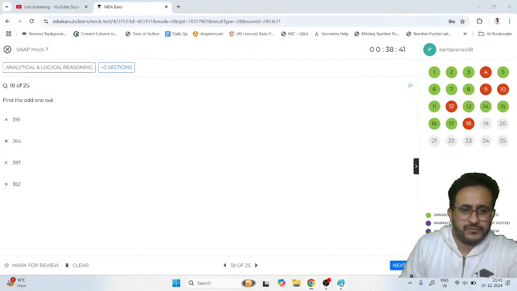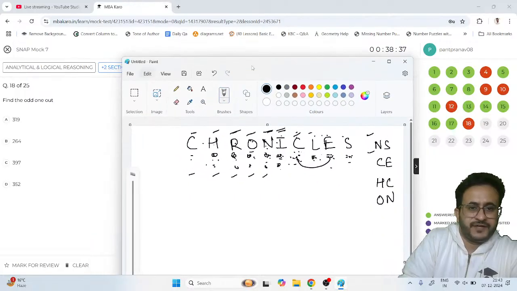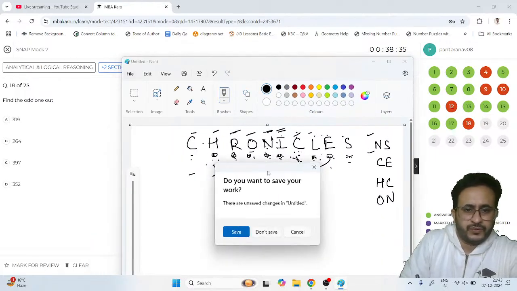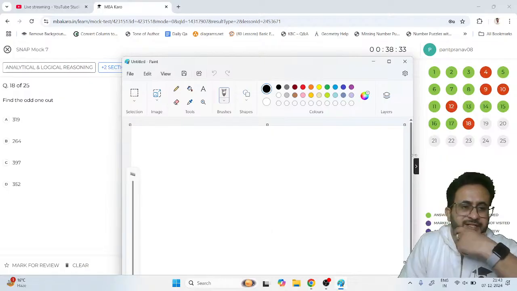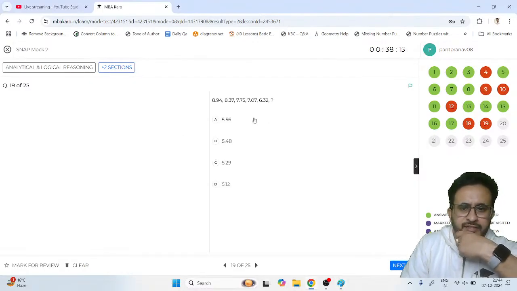Odd one out. 319264, 397 and 352. Okay, looks weird. 319264. So first of all, if we look at odd and even, 2 are odd, 2 are even. We will try to factorize these numbers. Maybe we will get something. Unable to figure out. Let's just skip it. We'll come to it later.